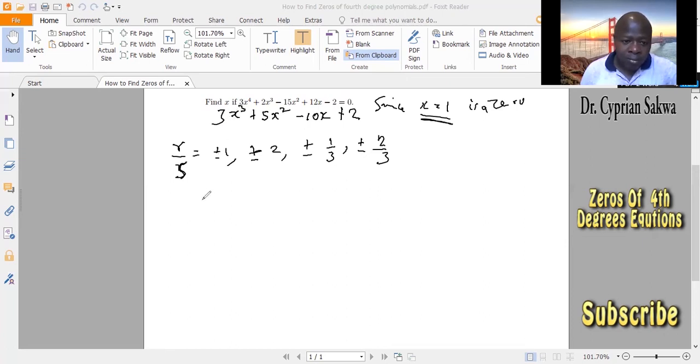So that would be 3 times 1 raised to 3 plus 5 times 1 raised to 2 minus 10 times 1 plus 2. What does this give us? So this is 3 plus 5, which is 8, minus 10, which is negative 2, plus 2, which is 0. Good. So again, we've seen that x equals 1 is another solution to this.